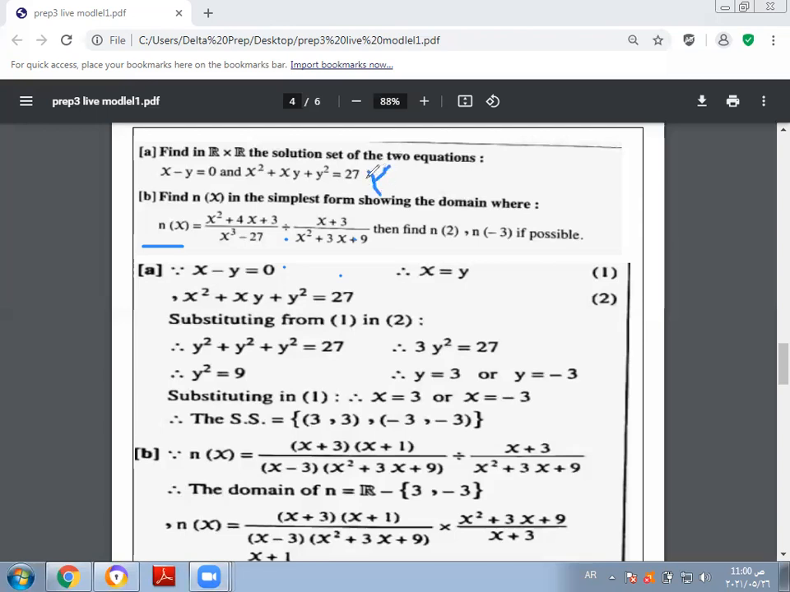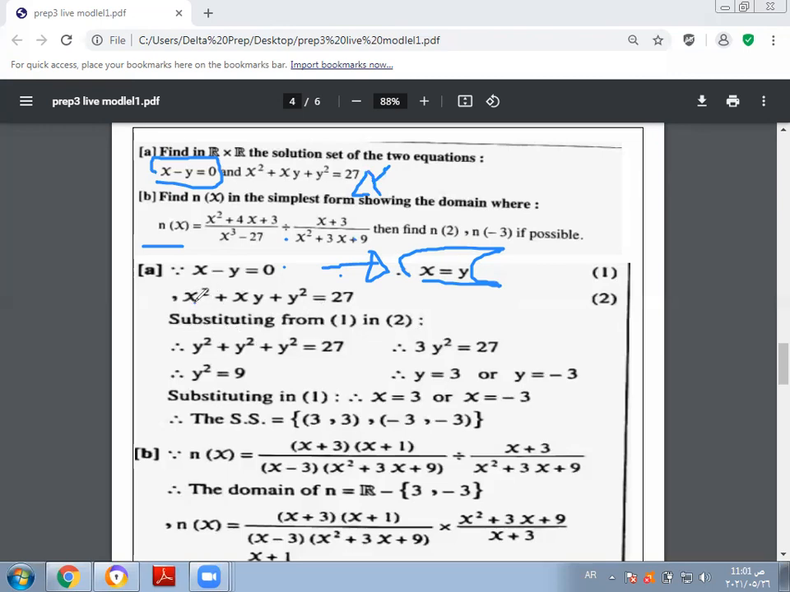We use substitution to solve this system. How can we use substitution? X minus y equals 0, so we find the value of x by using the value of y. It will be x equals y. We use this equation and substitute it in the second equation, x power 2 plus xy plus y power 2 equals 27. We replace each x by y, substituting from the first equation into the second.